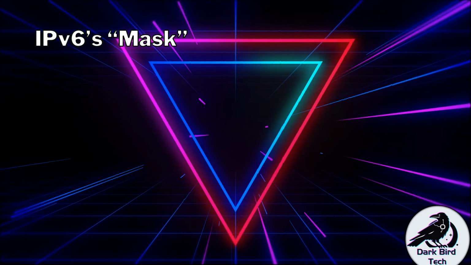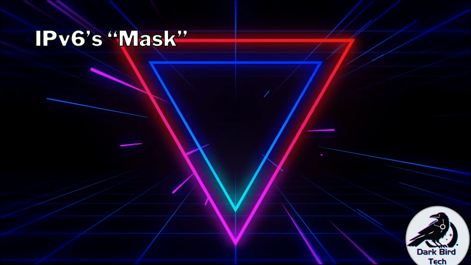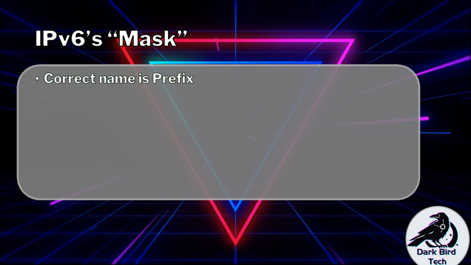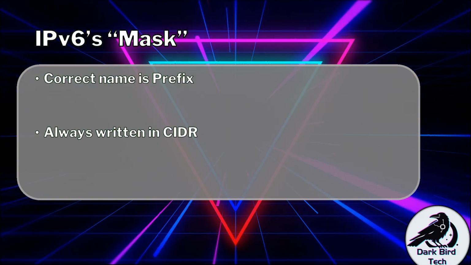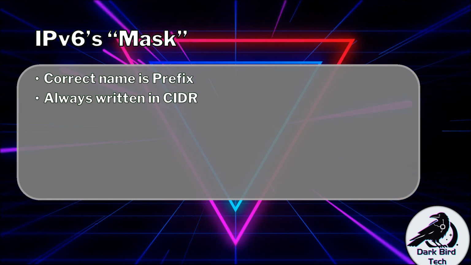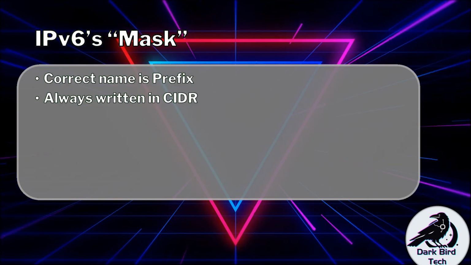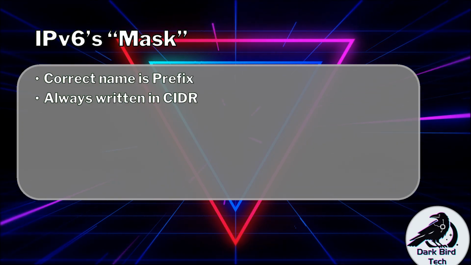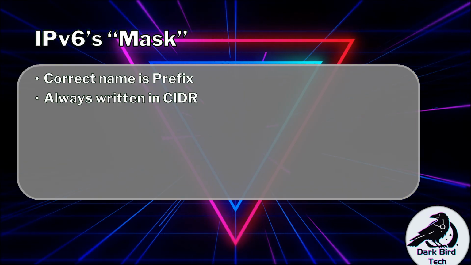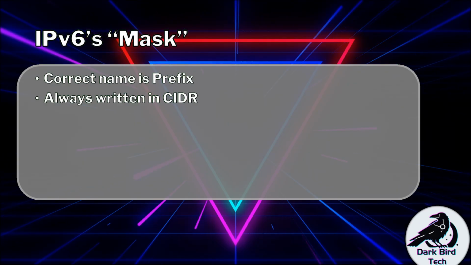Now the next thing you want to be comfortable with is the IPv6 mask, which is sort of like the subnet mask for IPv4. The correct name is actually an IPv6 prefix, and it'll usually be written in something called CIDR notation. CIDR is shorthand for classless interdomain routing, and it's just a way of writing the subnet mask, or in this case the IPv6 prefix or mask, in a much shorter format. It's usually a slash and a number. That number is used to represent the number of binary bits that are in the subnet mask.